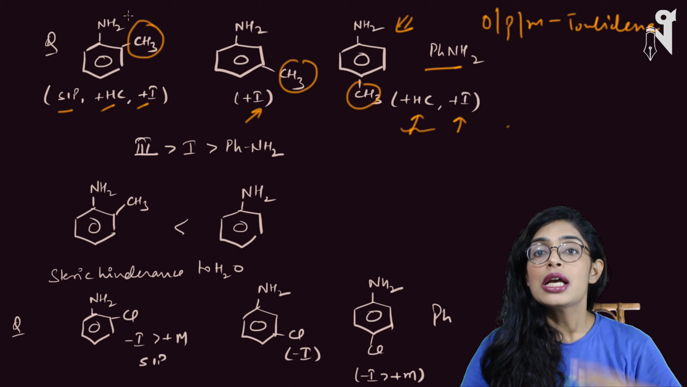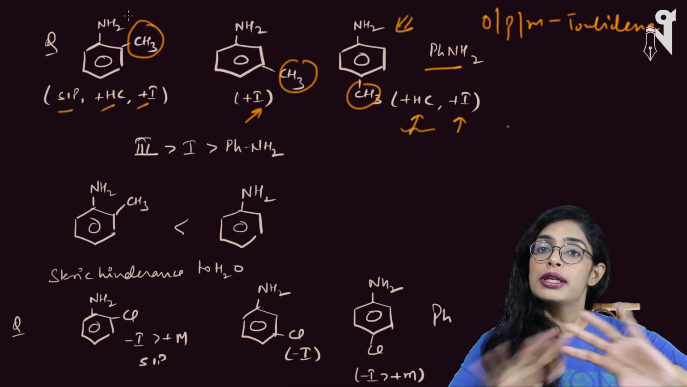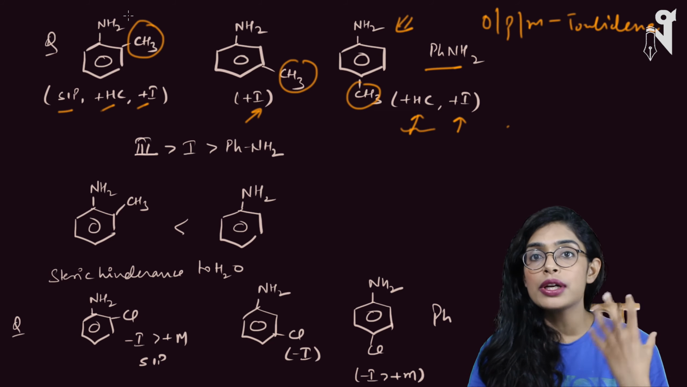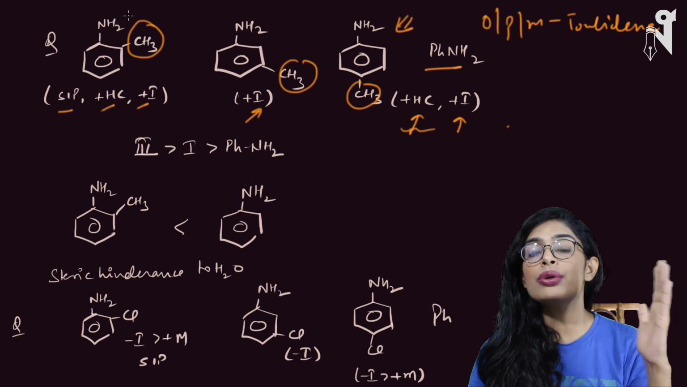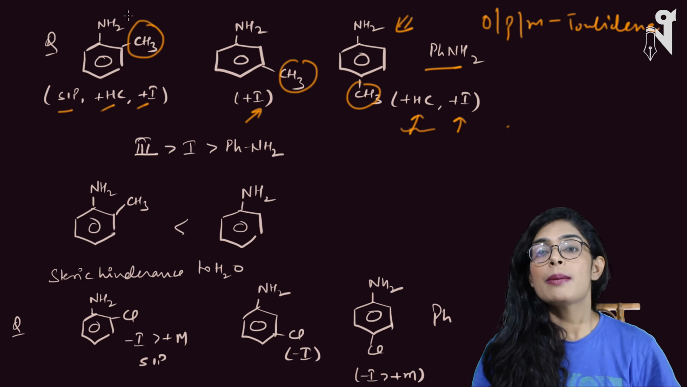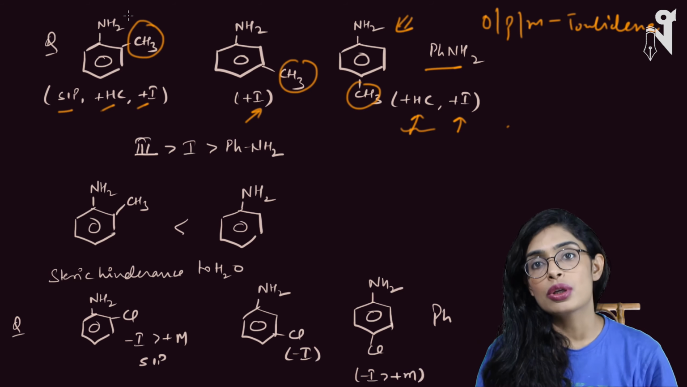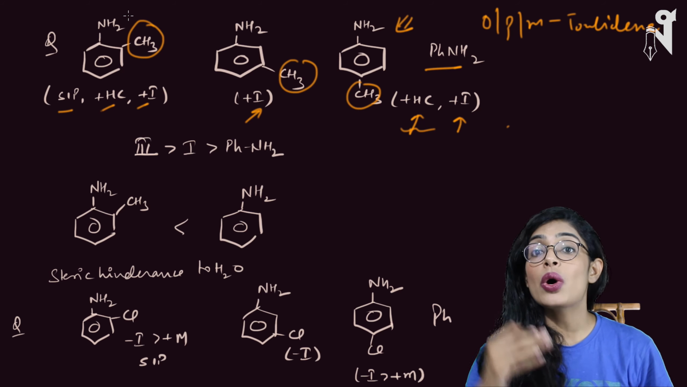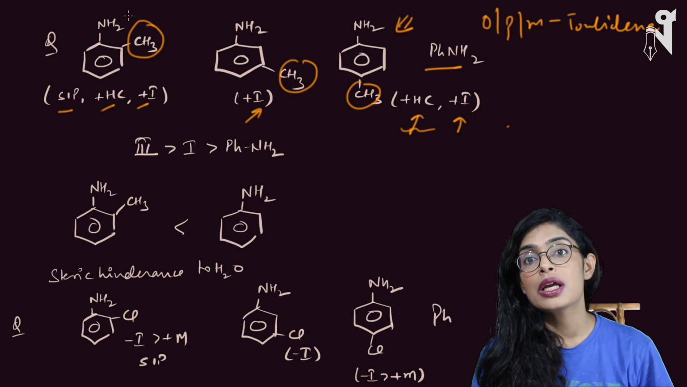It will basically give a lot of electron density. This group will give a lot of electron density to nitrogen, but even though there is a lot of electron density present around the nitrogen, due to the steric hindrance, nitrogen will not be able to show its basic behavior because it will hinder the incoming of the water molecule. Steric hindrance to water, and no protonation will happen, or lesser or slow protonation will happen, which will basically make it a very, very weak base.